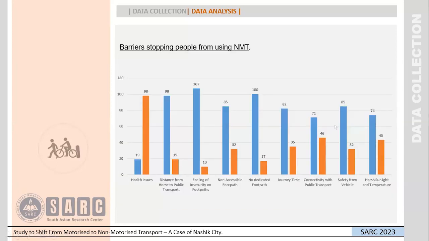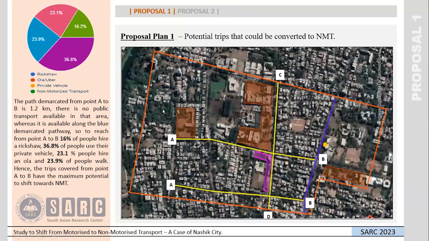These are some of the barriers which I calculated. The highest barriers calculated were a feeling of insecurity on footpaths, no dedicated footpath, and safety from vehicles. And yes, this is actually my solution. This is proposal 1.